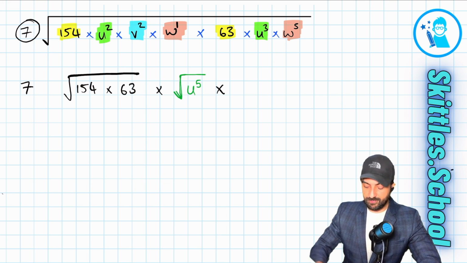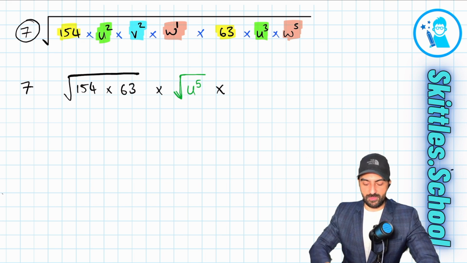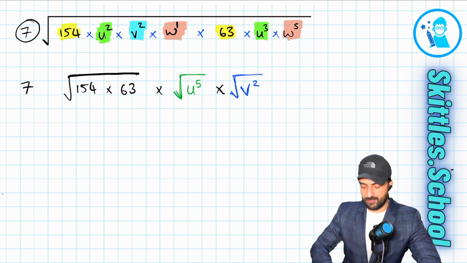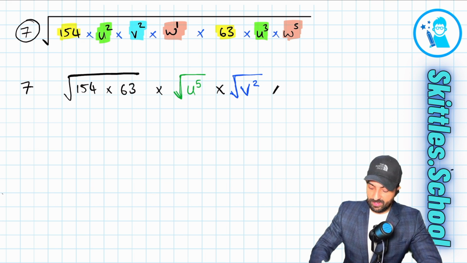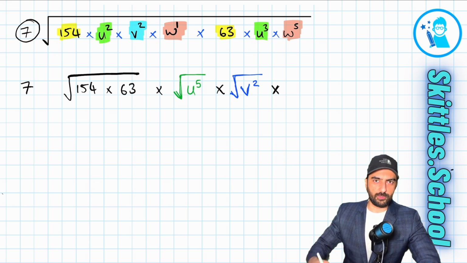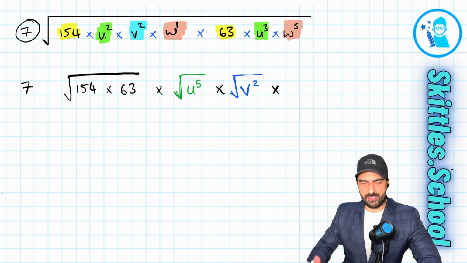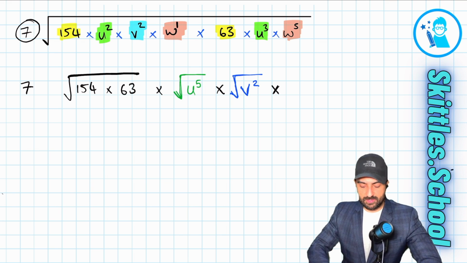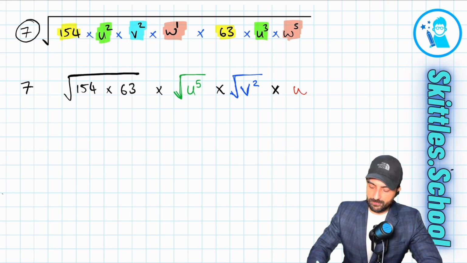And the next one is the v's. Well, there's only one v squared, so we'll leave that as v squared inside the square root, and we'll simplify that in a second. I know that can be simplified, but we'll do that in a second. And the last one is the w's, so w to the 1 times w to the 5. And again, when we're multiplying indices, we can add the powers. So 1 add 5 is 6. So that's w to the 6 inside a square root.